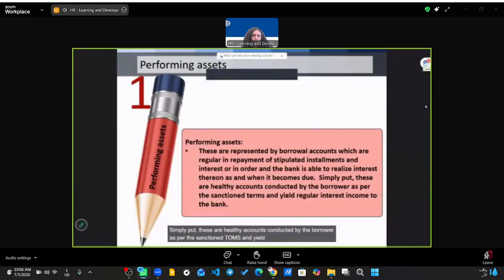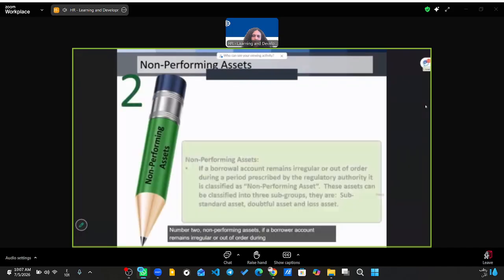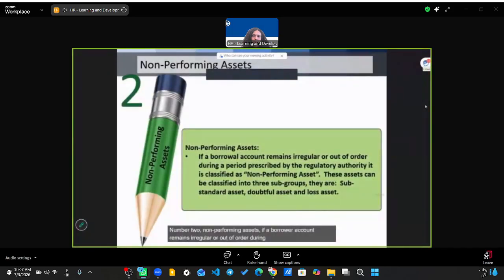Simply put, these are healthy accounts conducted by the borrower as per the sanctioned terms and yield regular interest income to the bank. Number 2, non-performing assets. If a borrowal account remains irregular or out of order during a period prescribed by the regulatory authority, it is classified as a non-performing asset. These assets can be classified into 3 subgroups. They are substandard asset, doubtful asset, and loss asset.